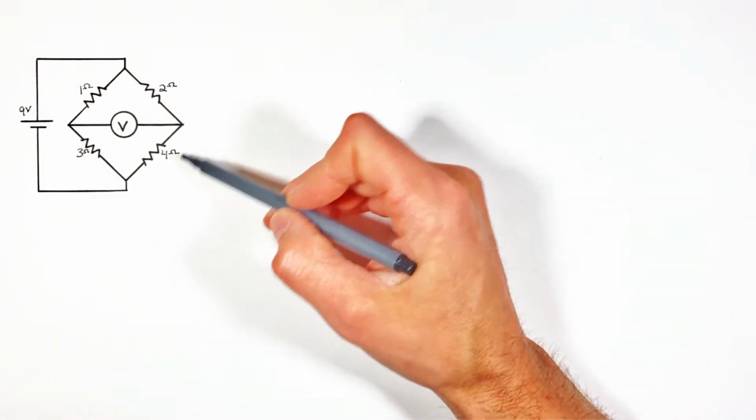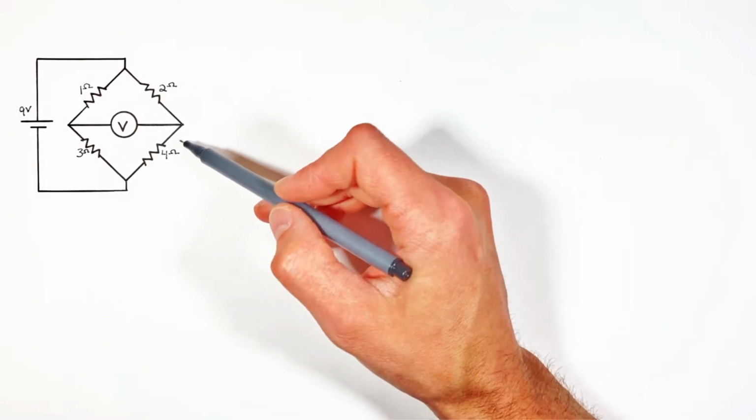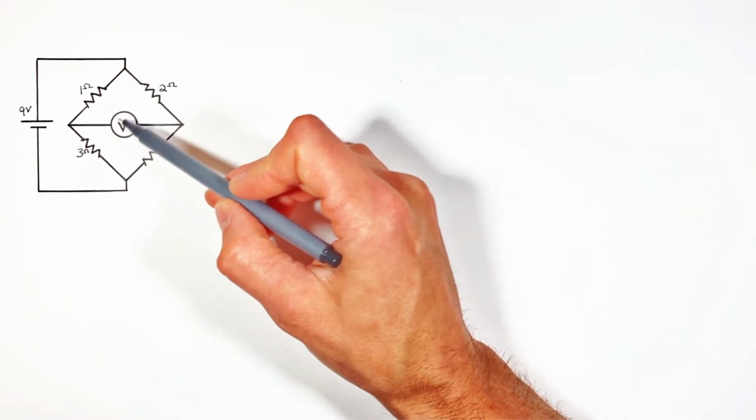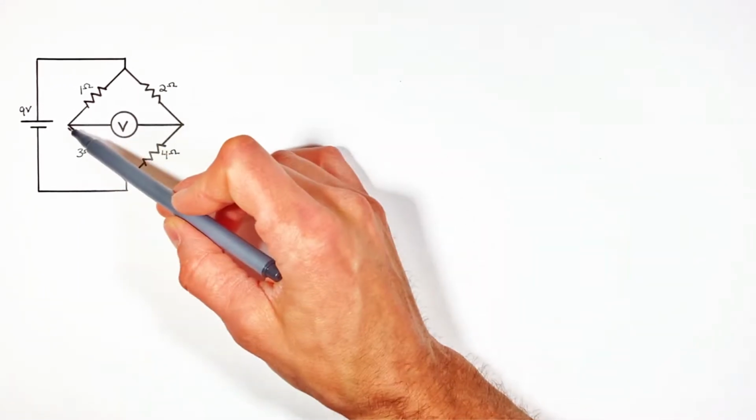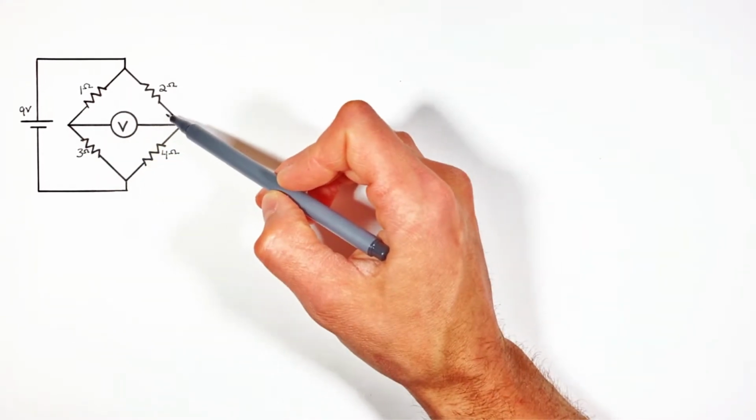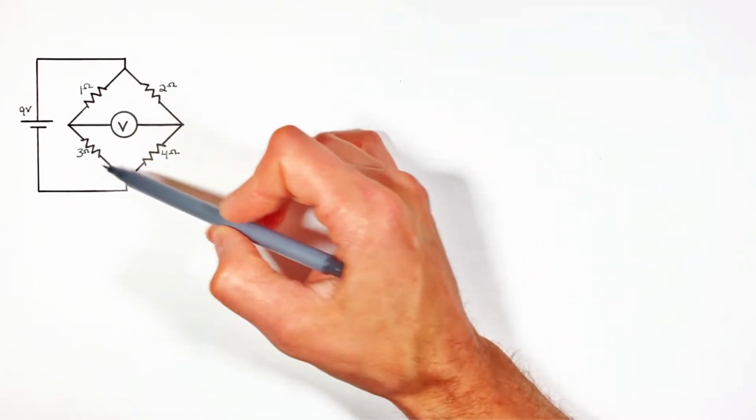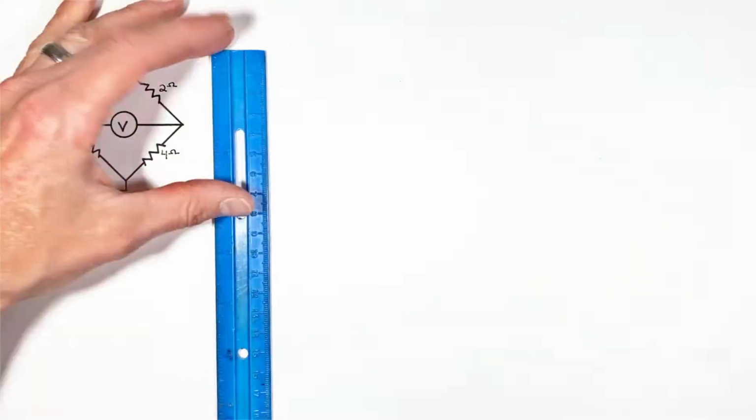So we're going to reduce this circuit down to an equivalent resistor, just like you've probably done before. And the first thing we need to recognize in reducing this circuit is that this voltmeter or galvanometer is actually an open circuit. It doesn't allow charge to flow from one side of the voltmeter to the other. It's like an open switch. So really, if we were to redraw this circuit, we could simply leave out this voltmeter.